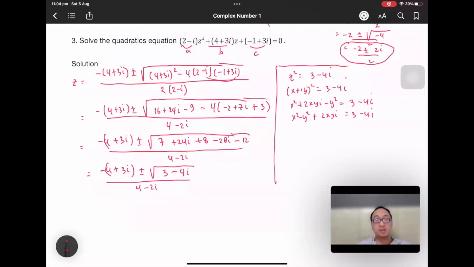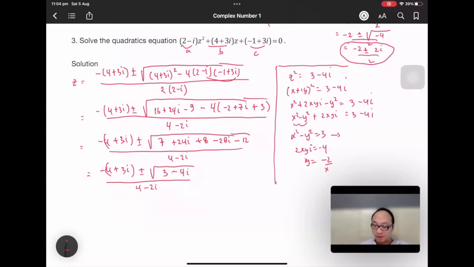So this is the example to find the square root. We can use the same method to find the square root of a complex number. So this is the real part: x squared minus y squared equals 3. And 2xyi equals negative 4i, so y equals negative 2 over x. We ignore the i here.